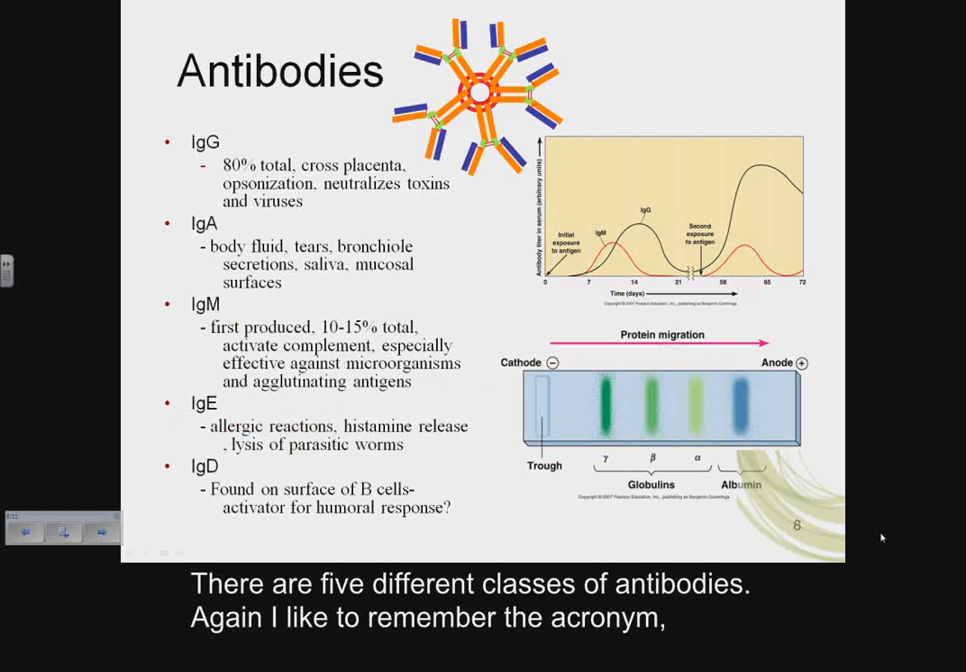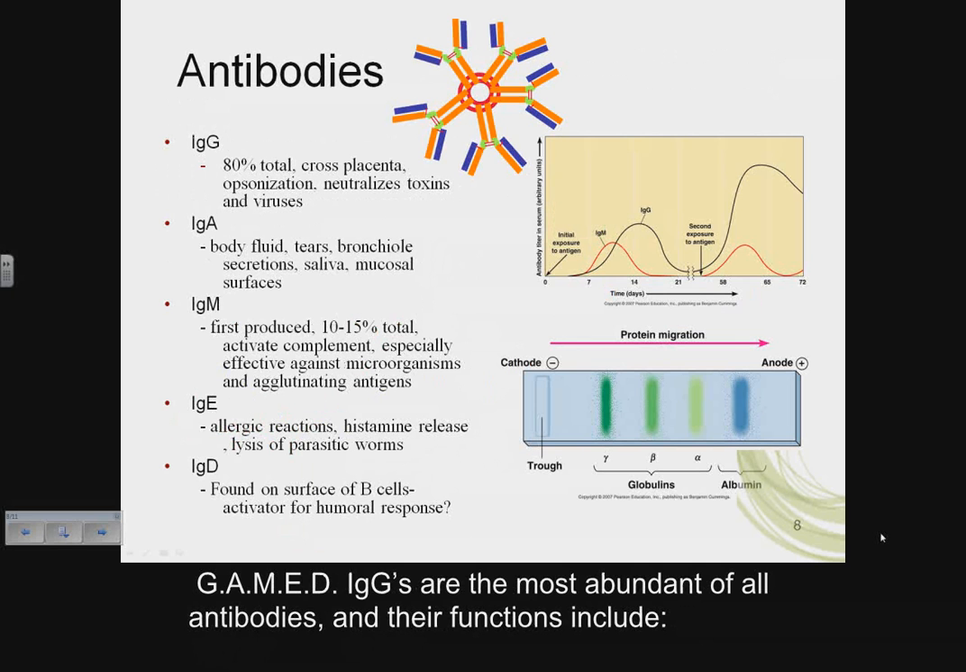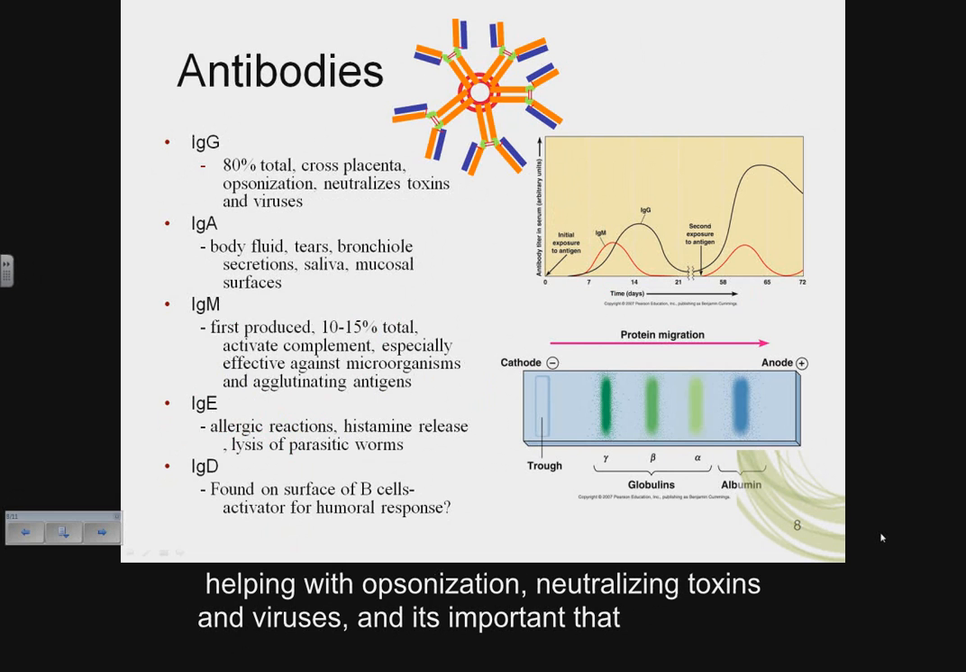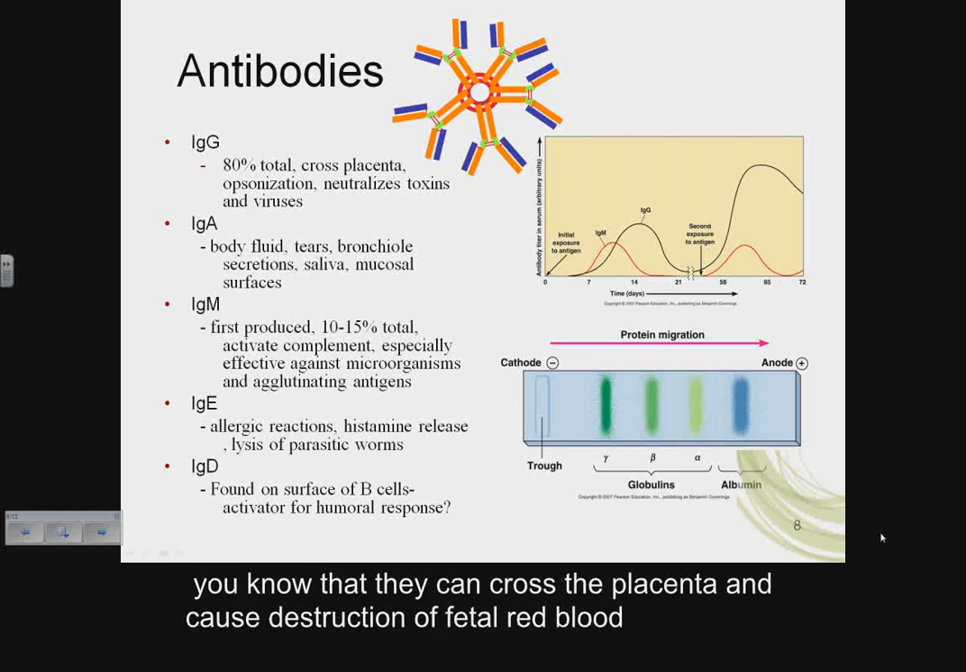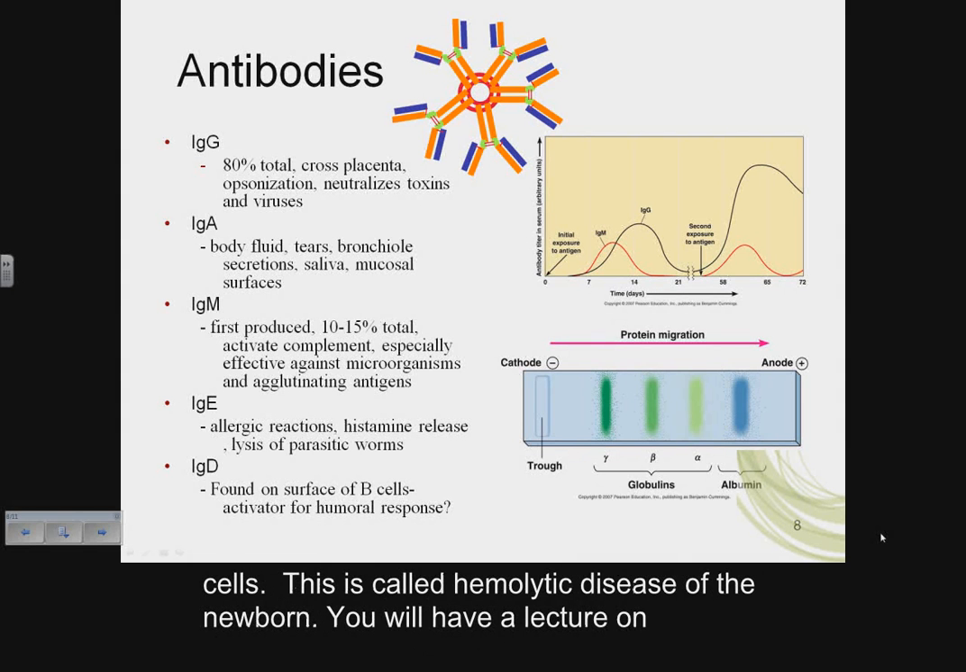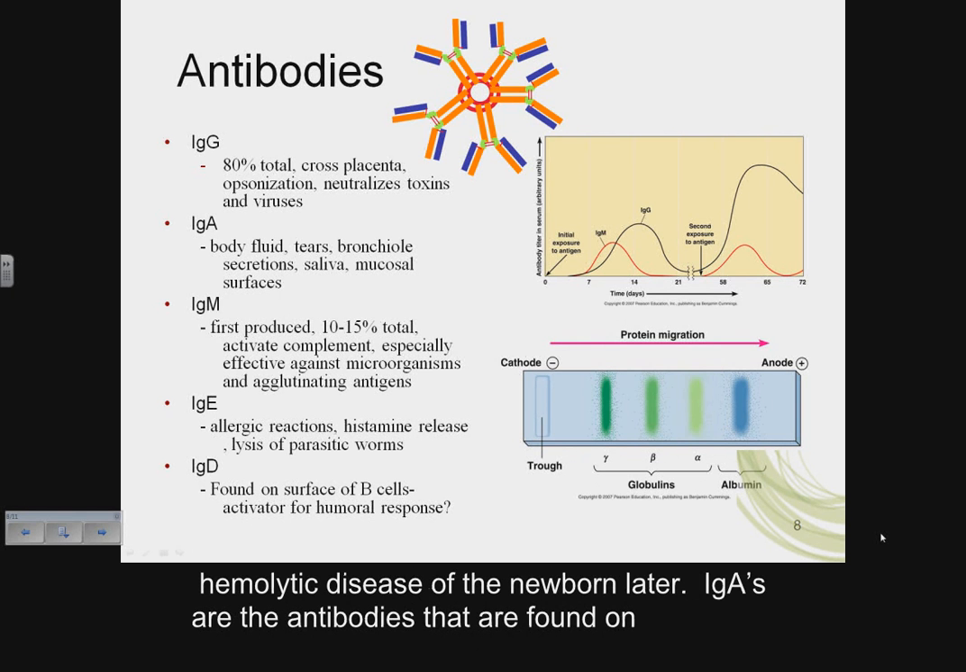There are 5 different classes of antibodies. Again, I like to remember the acronym GAMED. IgGs are the most abundant of all antibodies, and their functions include helping with opsonization, neutralizing toxins and viruses, and it's important that you know that they can cross the placenta and cause destruction of fetal red blood cells. This is called hemolytic disease of the newborn. You will have a lecture on hemolytic disease of the newborn later.